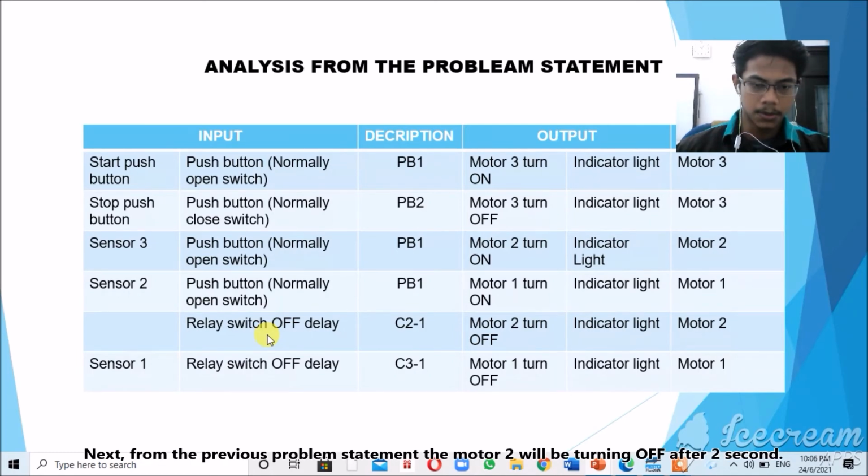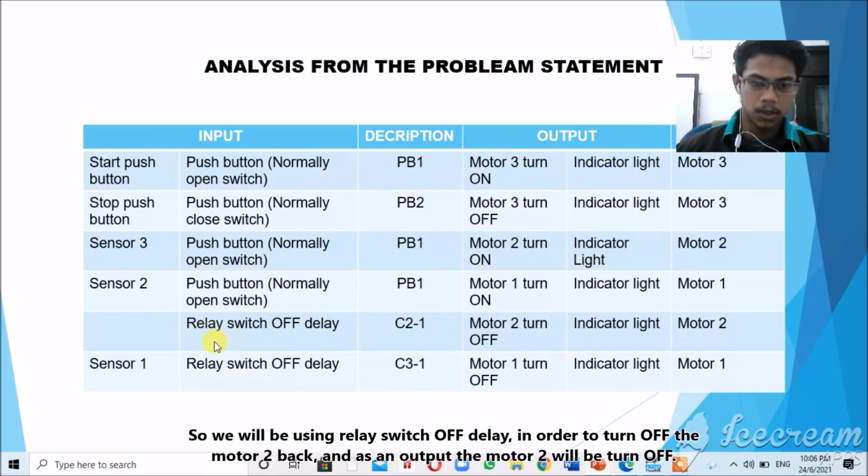Next, from the previous problem statement, the motor 2 will be turned off after 2 seconds. So we will be using the relay switch off delay in order to turn off the motor 2 back. As an output, our motor 2 will be turned off.